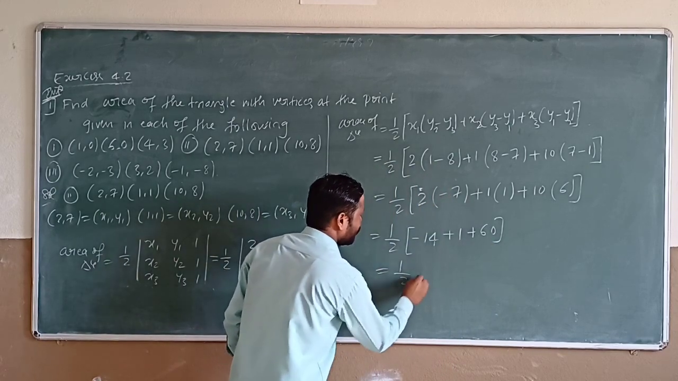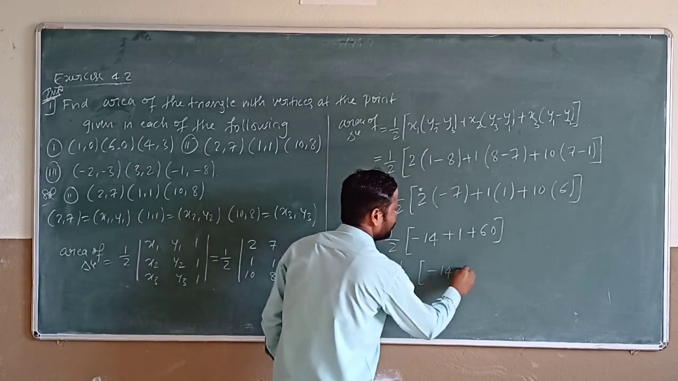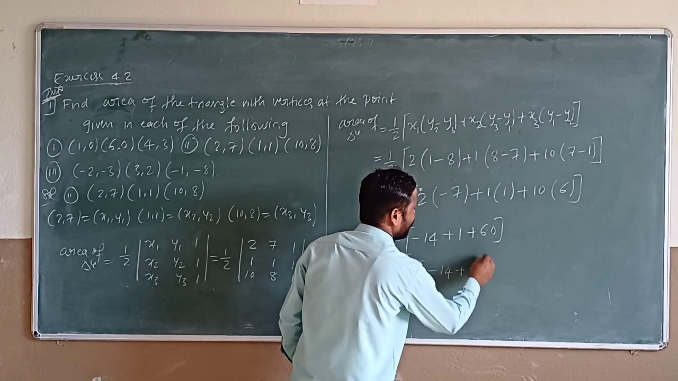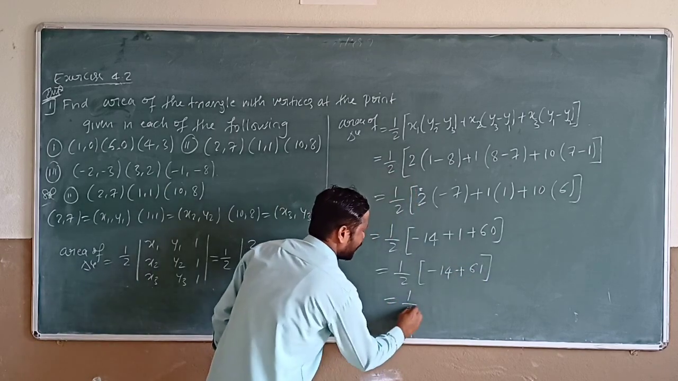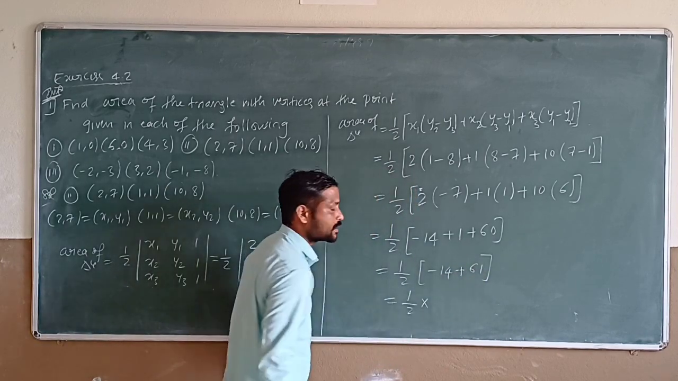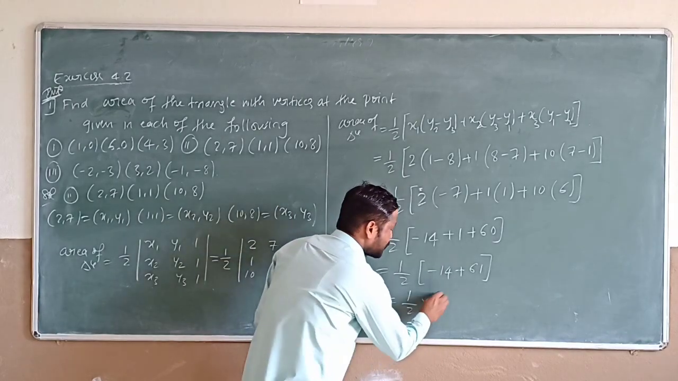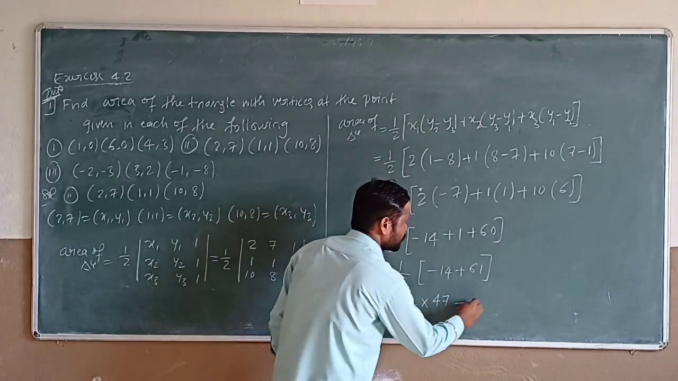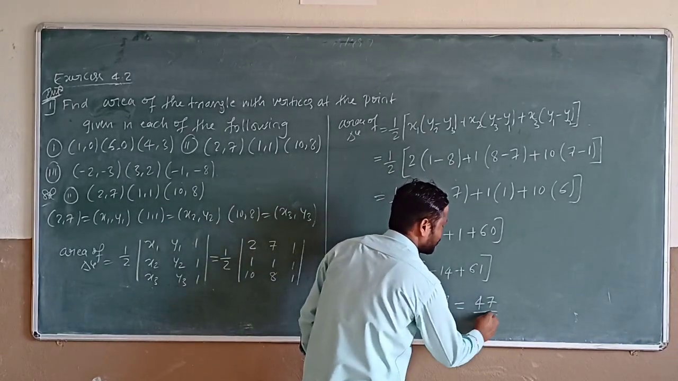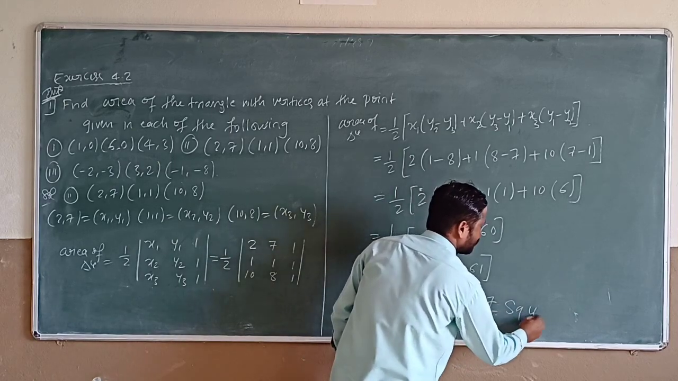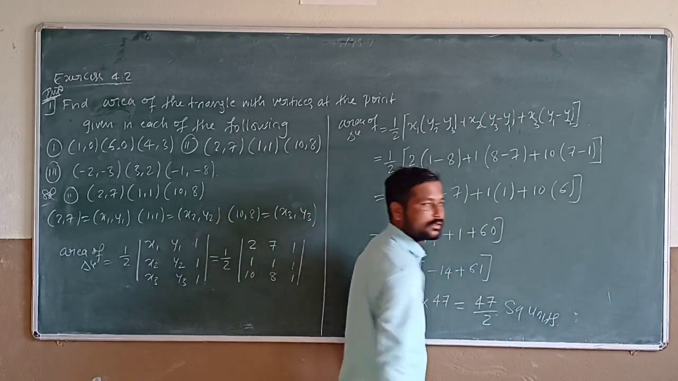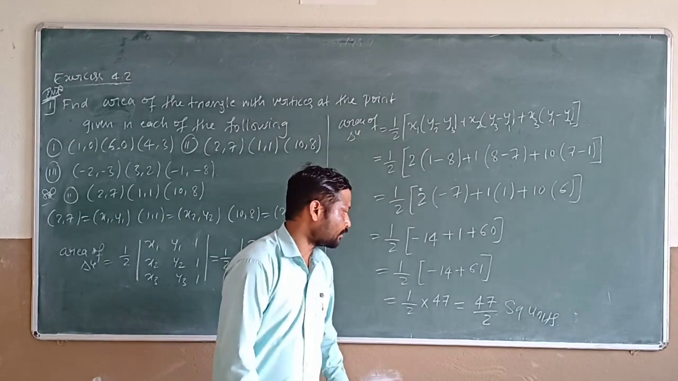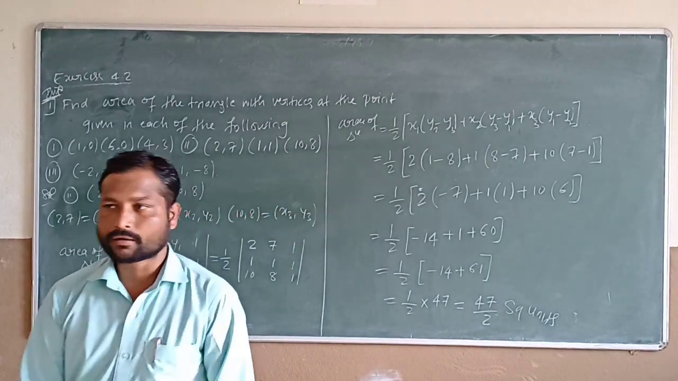That is 1 by 2 into minus 14 plus 61. Then 1 by 2 as it is into 61 minus 14, that is 47. So therefore 47 divided by 2 is the answer, in square units now, right? Okay, right.